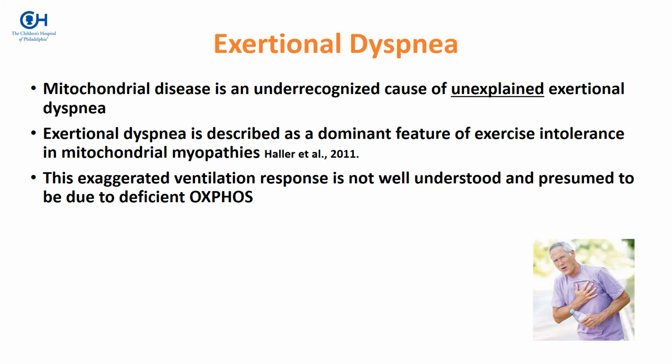This exaggerated ventilatory response is not well understood and presumed to be due to deficient OXPHOS, where patients have presented with this acutely. When the pulse ox is measured, the saturation recorded in general is normal. So there is no hypoxia being measured that accompanies the symptom of exertional dyspnea. So it's a very poorly understood symptom, but yet very common and very important, and further work needs to go into understanding and clarifying the basis of this particular symptom that is quite common in mitochondrial disease.